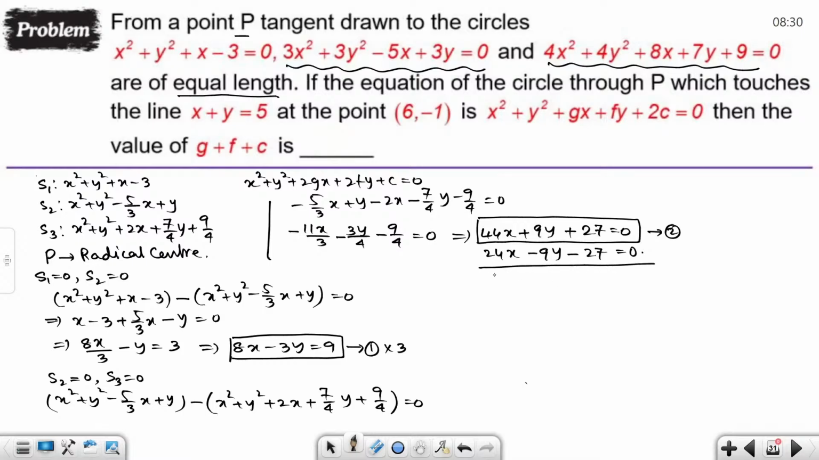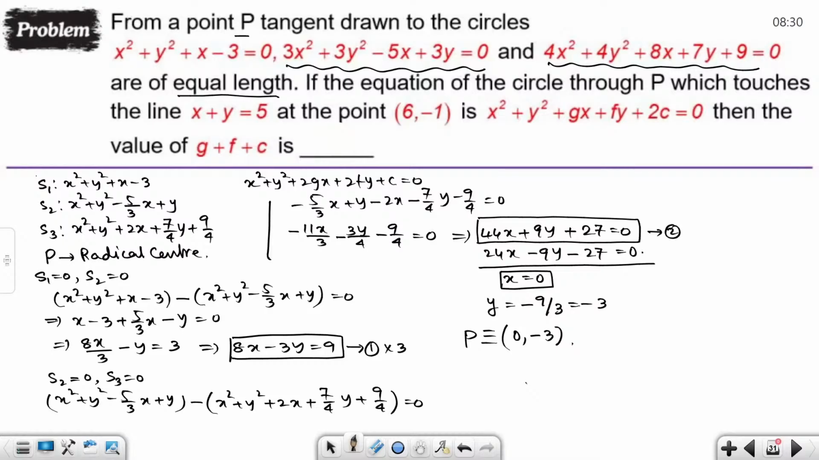So if we add, we are going to have x equals to 0, right? We are getting x equals to 0. So if x equals to 0, your y is coming to minus 9 over 3, that is minus 3. Therefore, the coordinate of P is 0, minus 3. Is it clear? So now you got the radical center, which is actually in our question the point P.